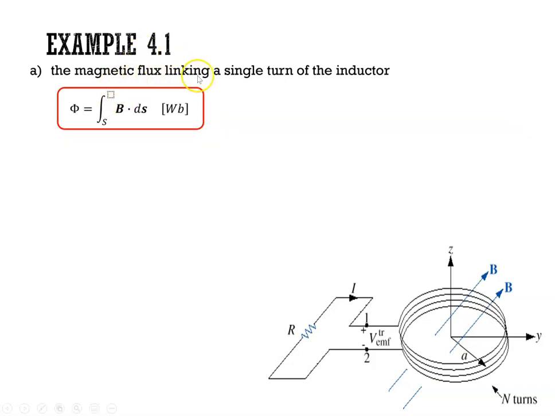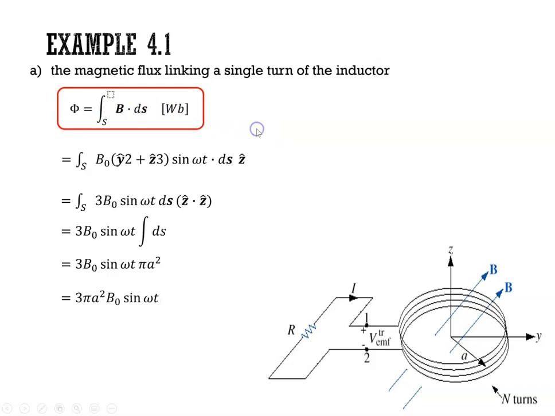So A, the magnetic flux linking a single turn of the inductor. This is the equation for the magnetic flux, which is equal to the integration of B with respect to dS, the surface. So what you have to do is just plug in the value of B. So you have B0 (2ŷ + 3ẑ) sin ωt dot with dS ẑ, and then apply integration, and finally the answer is 3πa²B0 sin ωt.